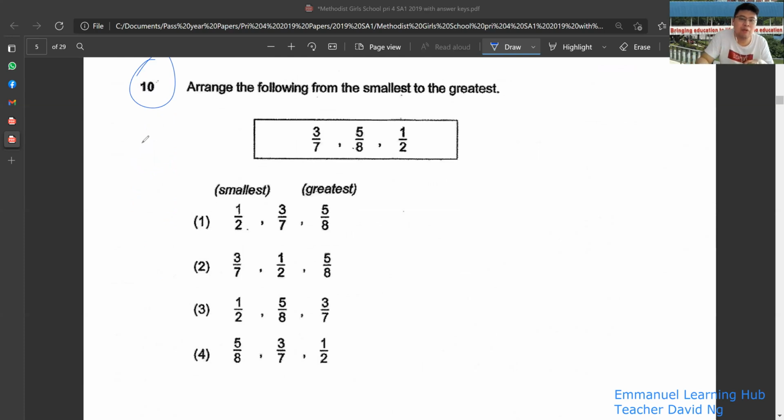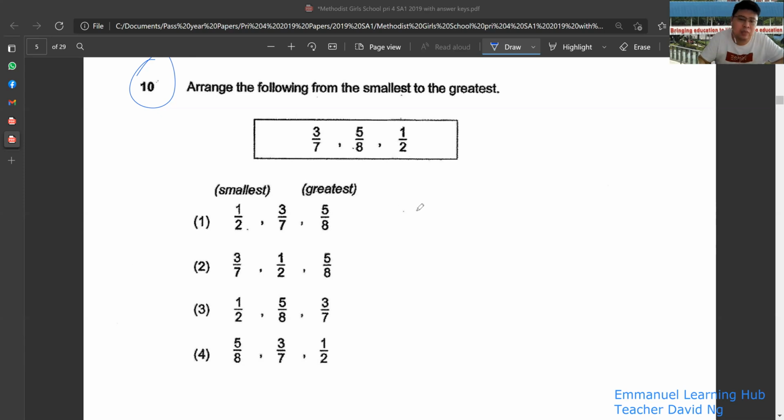Question 10. Arrange the following from smallest to greatest. This kind of question, I did it 10,000 times with you before. Do you remember how to do this kind of question? How come you don't remember? I told you, you change it to the common denominator, right? Like 7, 8, and 2.